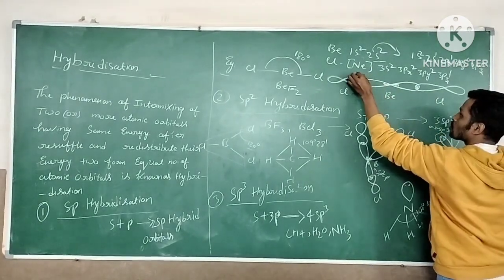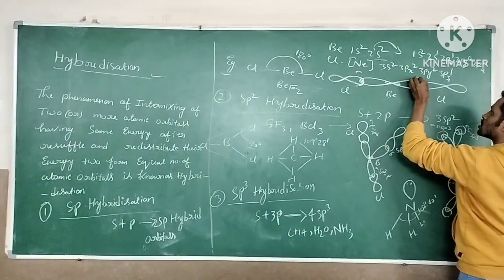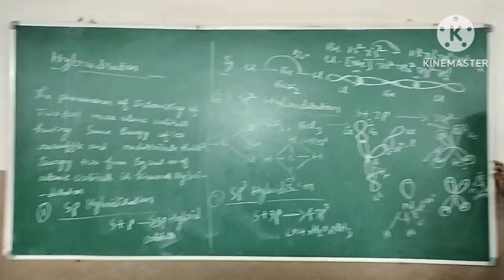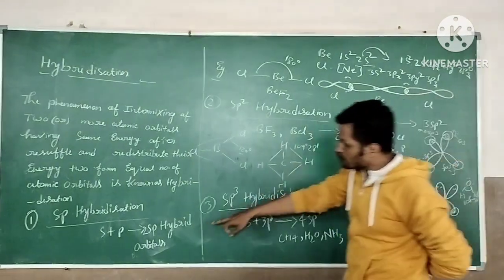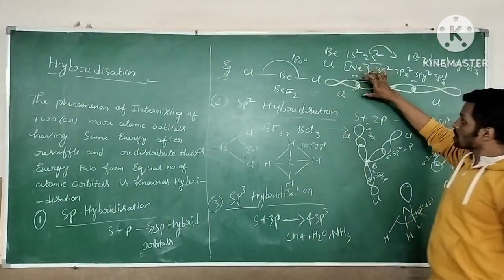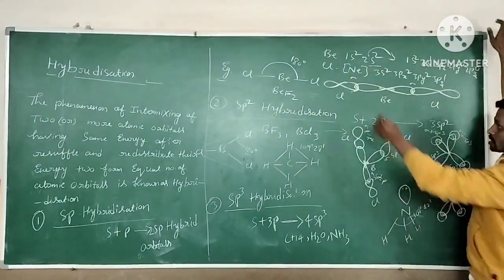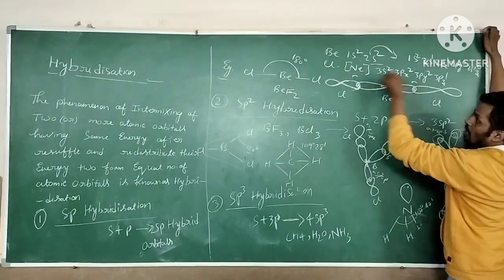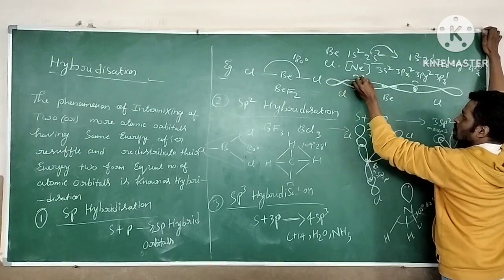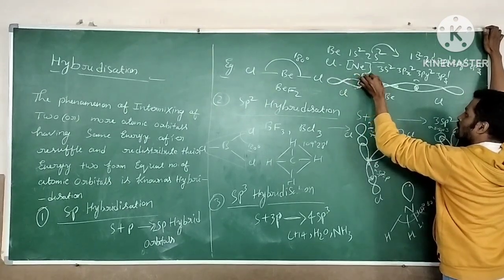This is one hybrid orbital, this is another hybrid orbital. In hybridization, only a sigma bond forms. How is the sigma bond formed? For example, beryllium forms two sp hybrid orbitals. This is one sp hybrid orbital, this is another sp hybrid orbital. A sigma bond will form, that is sigma p and sp.